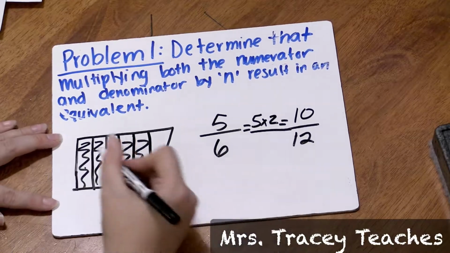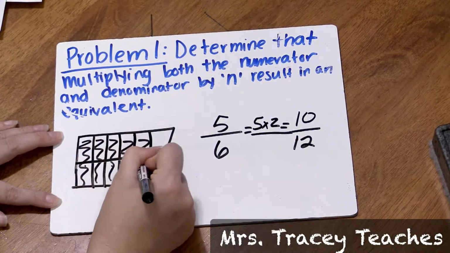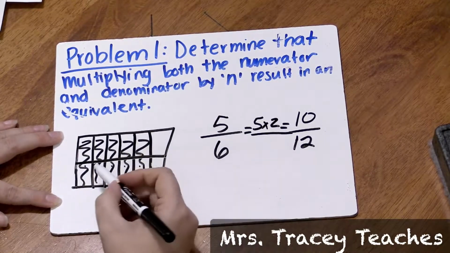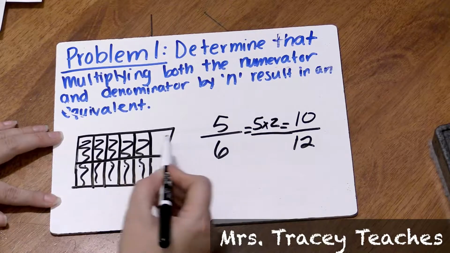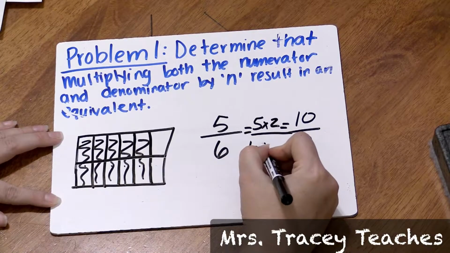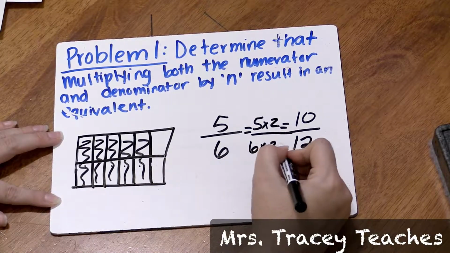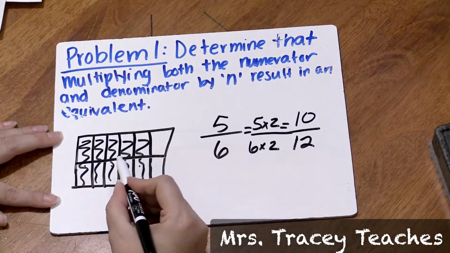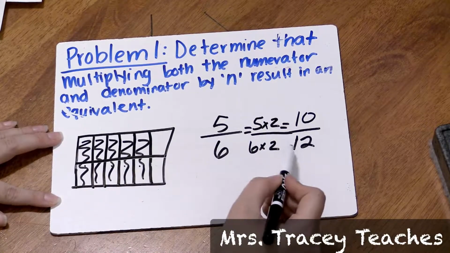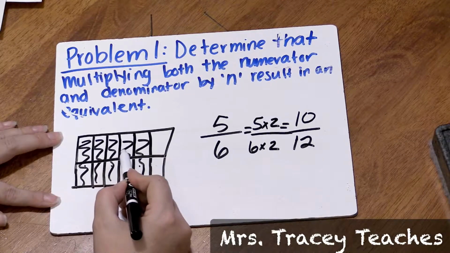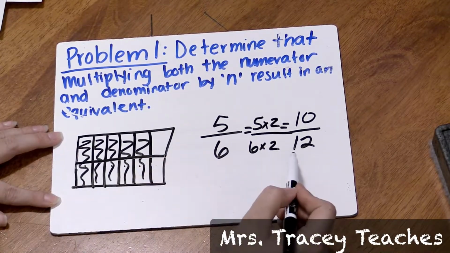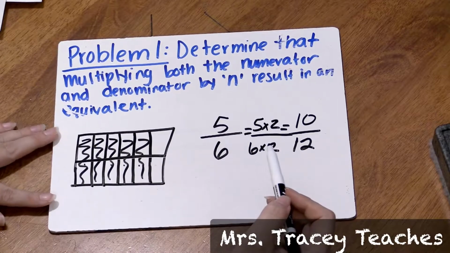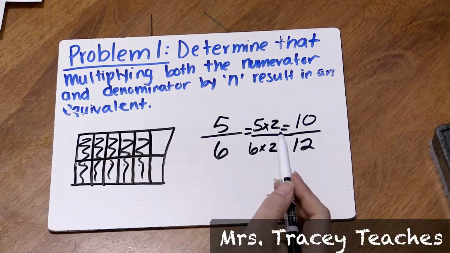So because of that, I have to add my 1 line. And now I have 1, 2, 3, 4, 5, 6 on top. So I have to go 6 times 2 equals 12. So 5/6 is equal to 10 twelfths. So I see 10 are colored in, and there's 12 altogether. So 5/6 is equivalent to 10 twelfths.